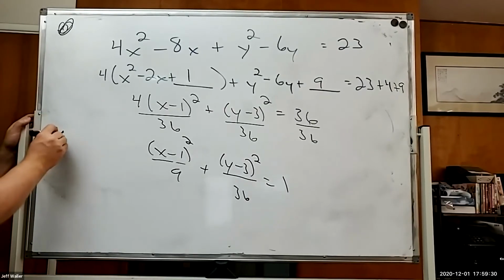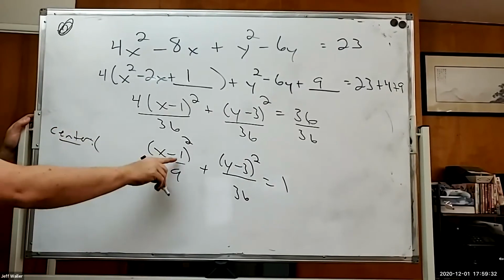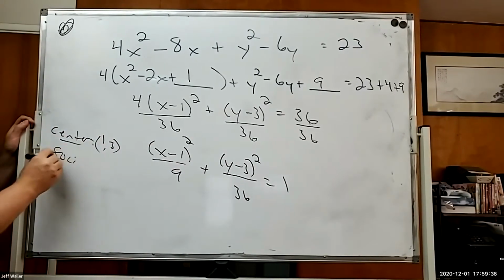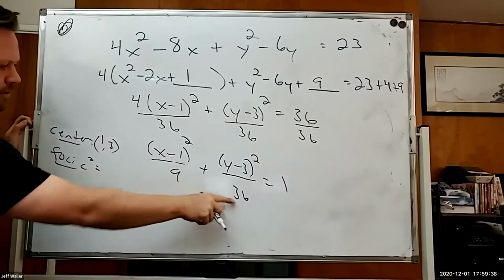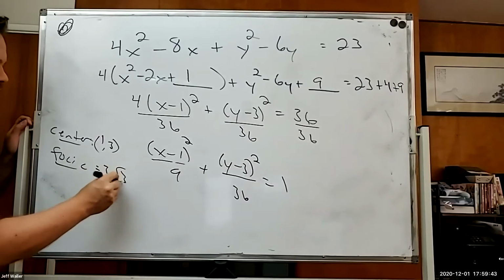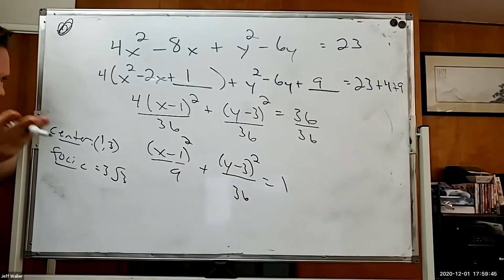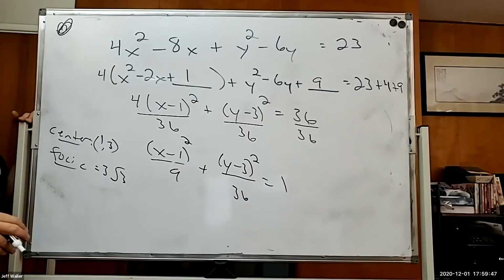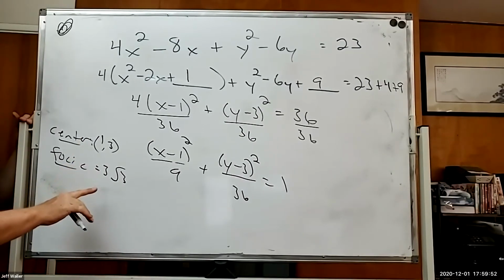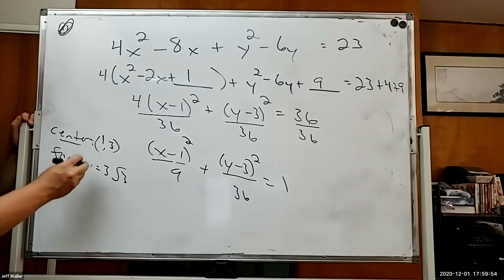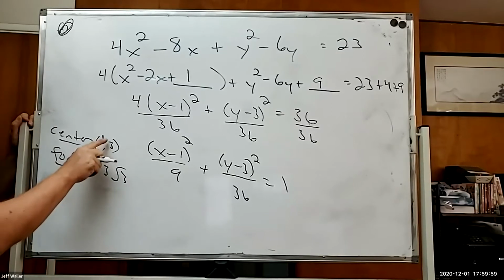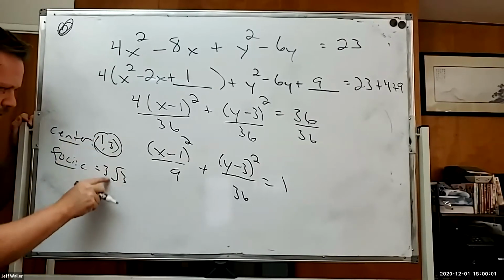So the center would be 1, 3. The foci: c squared would equal 36 minus 9, 27. So c is 3 rad 3, plus or minus if you want. Square root of 27, is that cool? Maybe. Well, let me be careful. So foci, c equals this. So the foci, you'd have to build off of this guy.